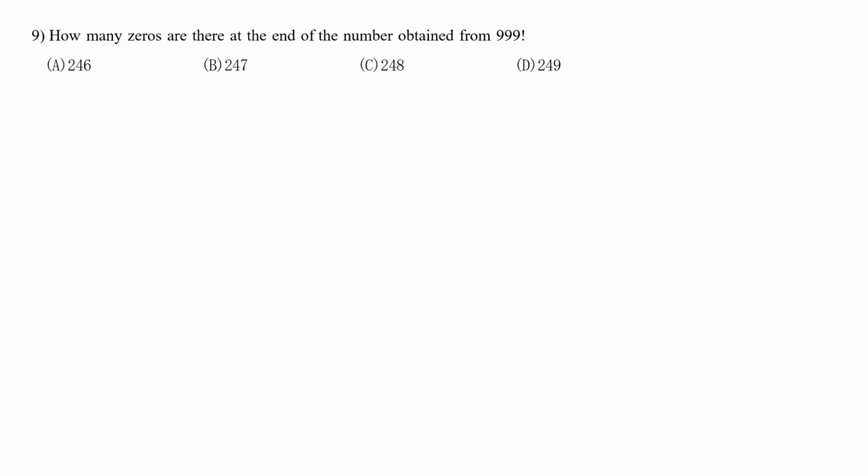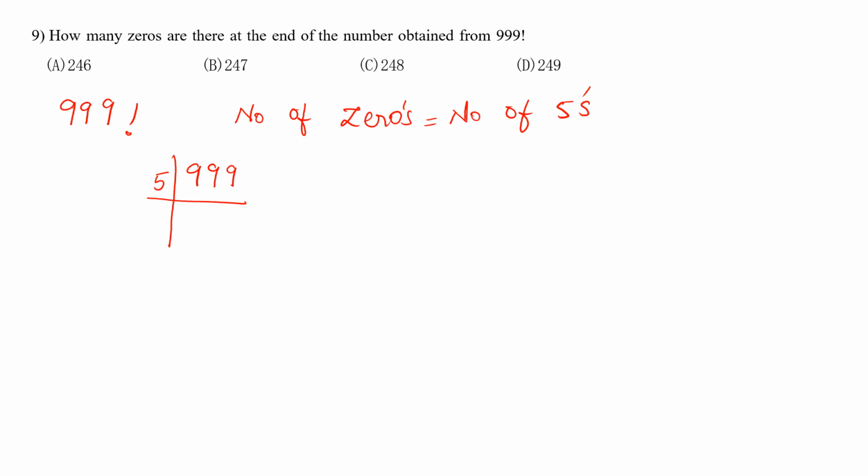How many zeros are there at the end of the number obtained from 999 factorial? Okay, the number is 999 factorial. So for any factorial number, the number of zeros at the end would be equal to the number of 5s. That is, for any factorial term, the number of zeros will be equal to the number of 5s. Okay, so we'll find the number of 5s in 999 factorial. So we'll divide this number by 5. This would be 199. Don't consider the remainder.